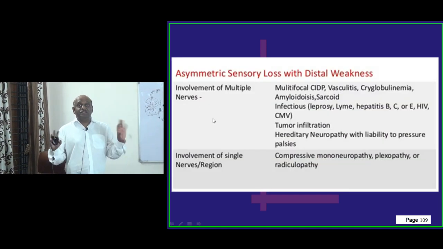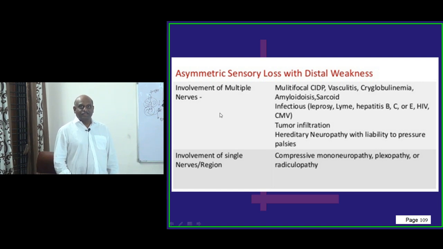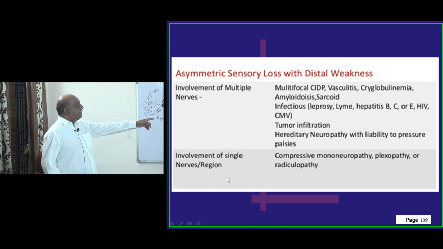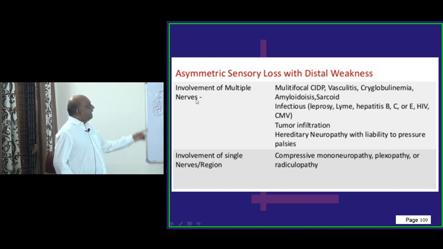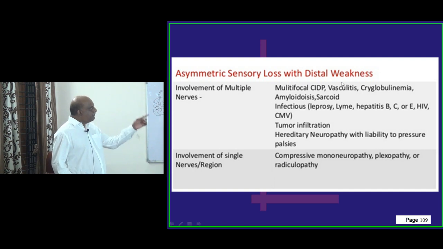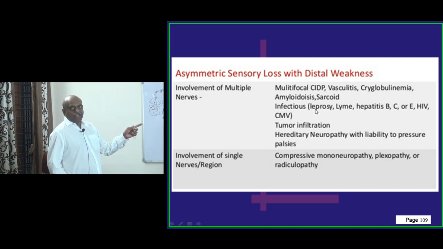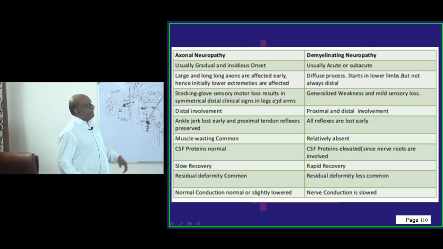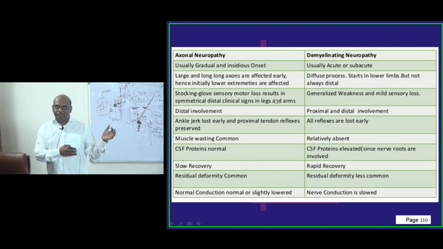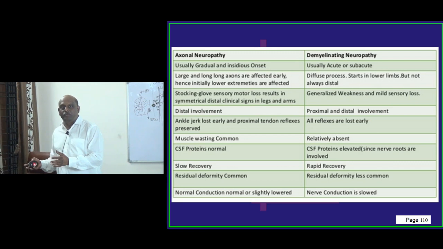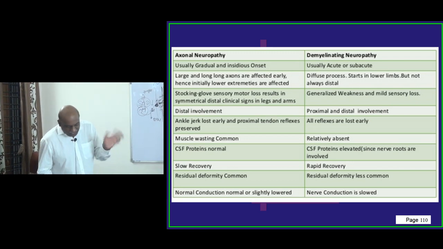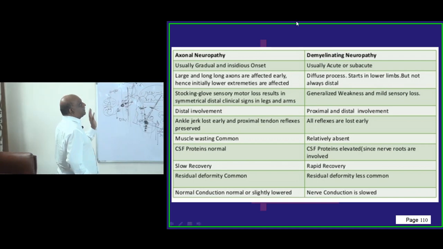Then asymmetrical sensory loss and distal weakness. If it is a single nerve involved, you think of a compressive mononeuropathy. If it is multiple nerves involved, think of vasculitis, leprosy, etc. Then once more, what is the difference between axonal neuropathy and demyelinating neuropathy? Clinically, how do you differentiate between these two is a favorite question of the examiner.